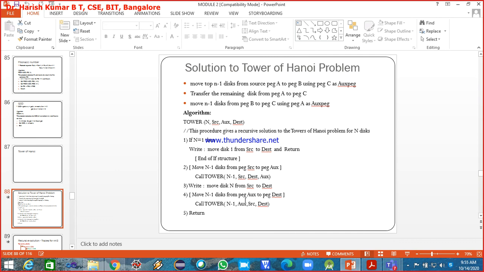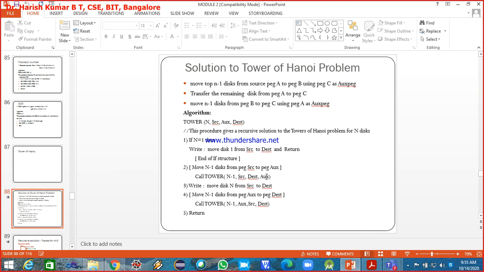Yes, sir. So initially you have all the disks on the source. Yes or no? So you just try to understand the meaning of this. Initially you have all the disks on the source peg, that is A. Understood? Now you take the top n minus 1 disks from the source, and you are shifting them where?